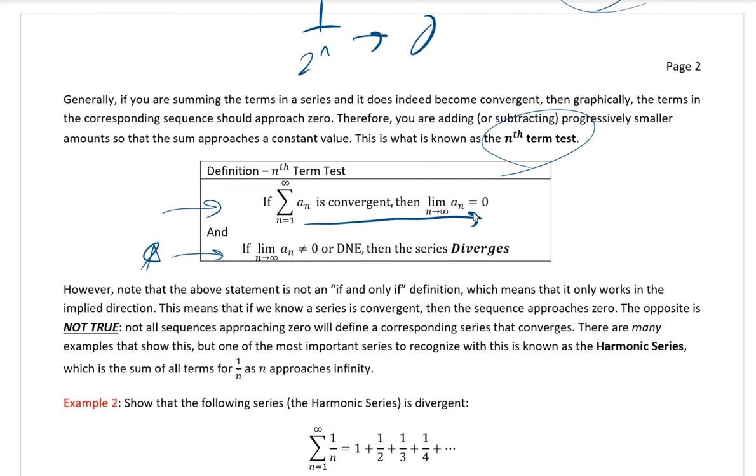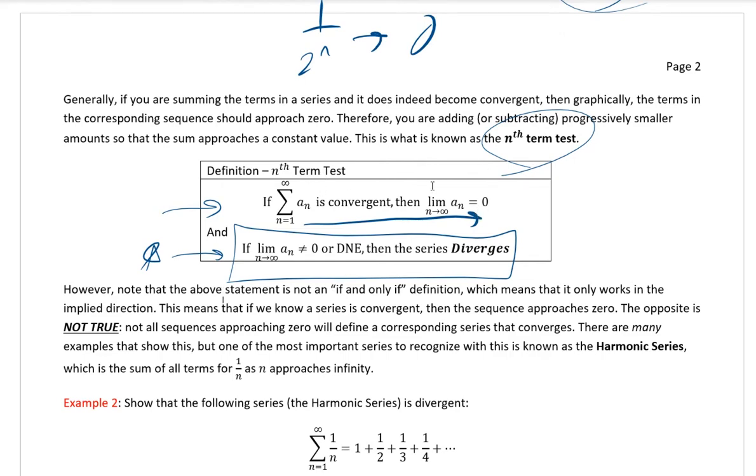Because if all the values are approaching maybe 1, then what you're going to eventually be doing when you add them up is progressively just adding 1 an infinite amount of times, which is going to go to infinity. So the second one is very useful. This is sometimes also why the nth term test is known as the nth term test for divergence, because that is its main use, to try to tell if a series is divergent.